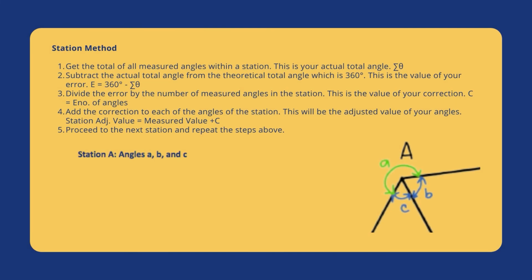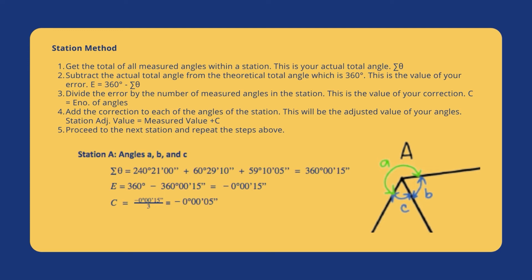So for station A, we have angles A, B, and C. So the first thing we have to do is to get the actual total angle. And we have 240 degrees, 21 minutes, and 0 seconds, plus 60 degrees, 29 minutes and 10 seconds, plus 59 degrees, 10 minutes and 5 seconds, which equates to 360 degrees, 0 minutes and 15 seconds. We can then use the actual total angle in order to calculate for our error. We have 360 degrees minus 360 degrees, 0 minutes and 15 seconds, which gives us negative 15 seconds.